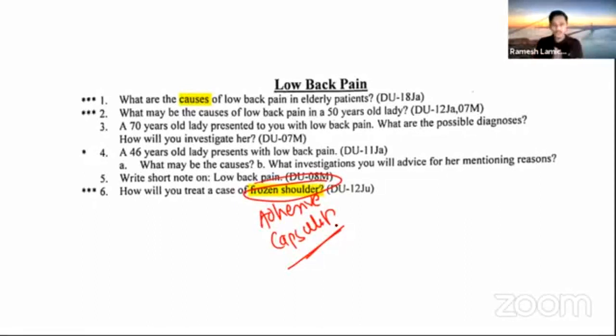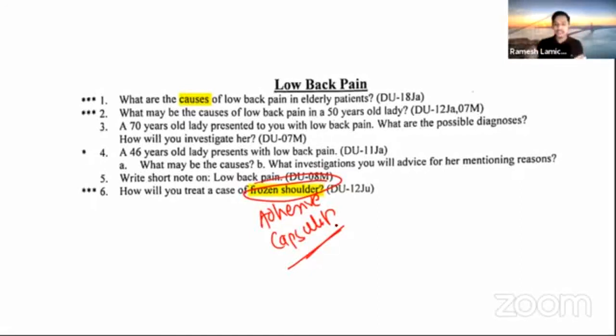The frozen shoulder is usually associated with people having diabetes mellitus, so it is common in those cases. If you see any patient having restriction of the range of movements of the shoulder, you diagnose it as a case of frozen shoulder. The mainstay of treatment is exercise and NSAIDs.